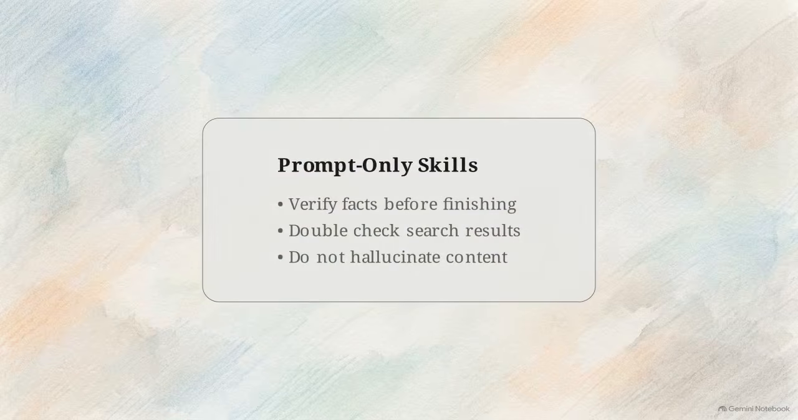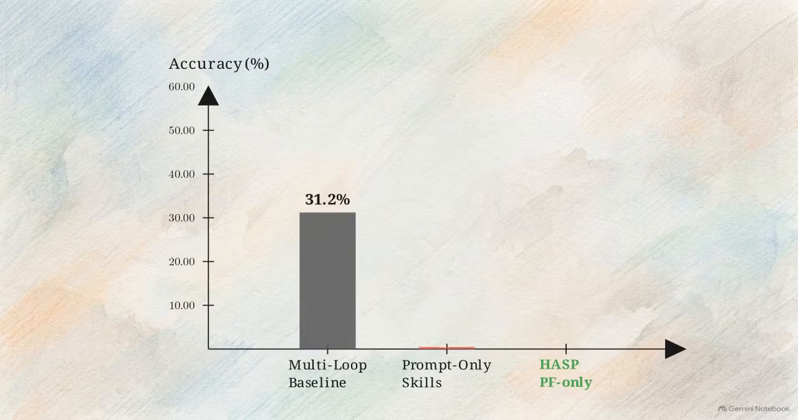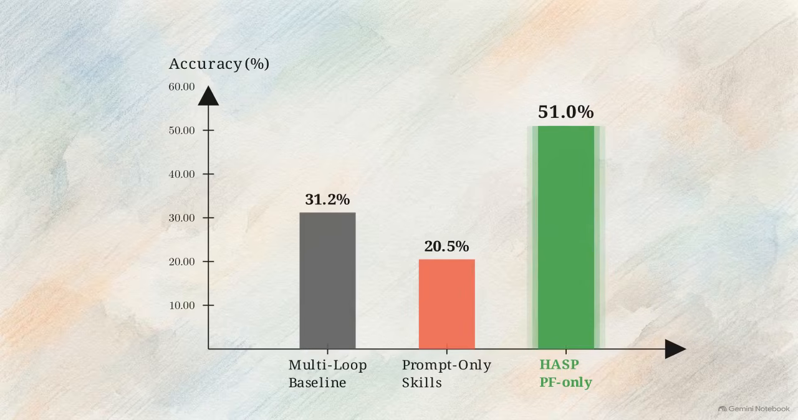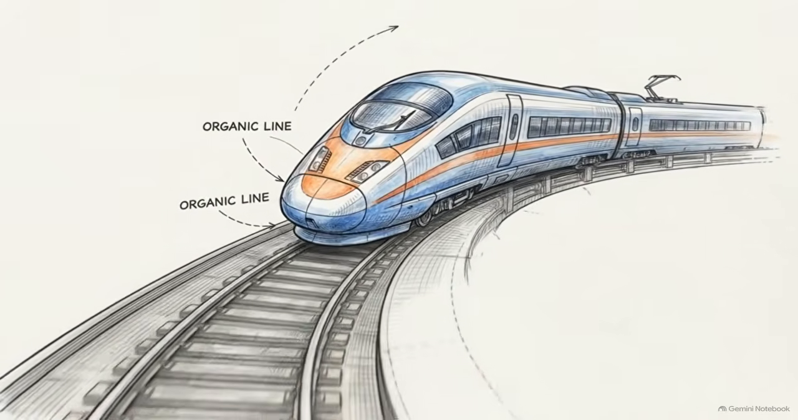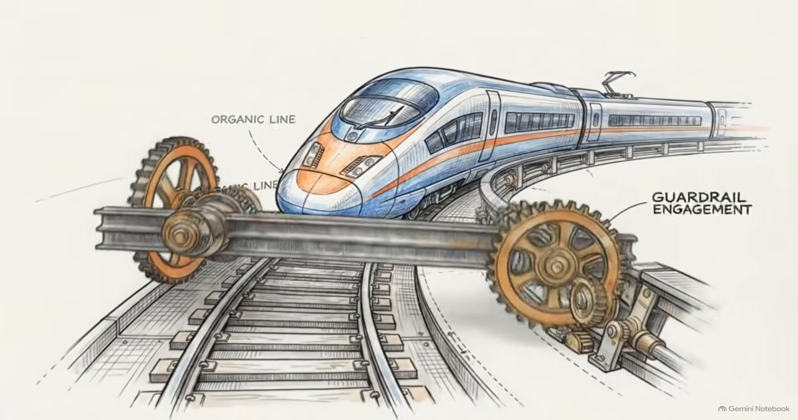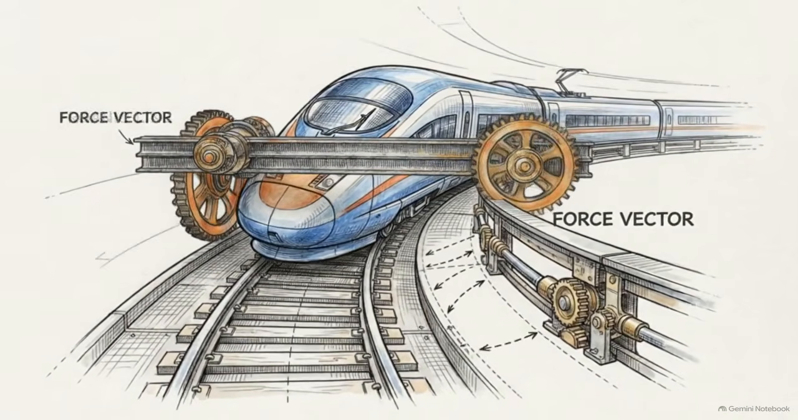HASP solves this by upgrading the representation of a skill. Instead of descriptive text, a skill becomes a program function, executable code. By making skills executable at inference time, accuracy jumps to 51%, doubling the performance of prompt-injected rules. Treating past failures as passive reading assignments guarantees inconsistent execution. Reliable agents require executable guardrails that force compliance.